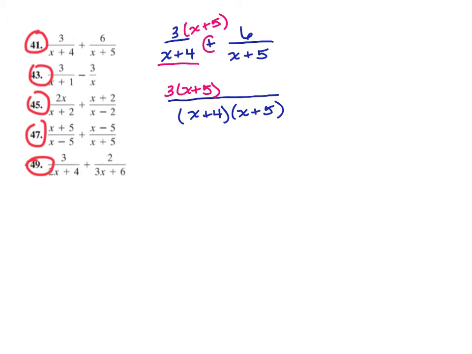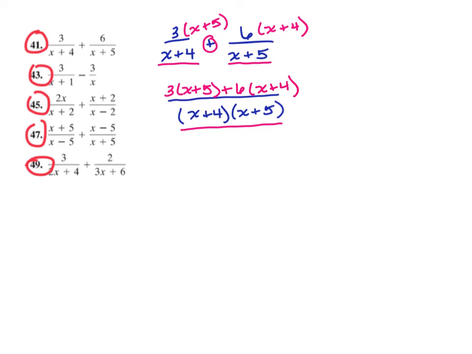Then I'm going to bring down my plus sign. And now I'm going to compare the second denominator, the x plus 5, to the new denominator. I'm going to say what is on the bottom now that wasn't there originally underneath the 6. And that would be x plus 4. So if I multiply the bottom, the x plus 5, by x plus 4, then I have to multiply the top by x plus 4. So that's going to give me 6 times x plus 4.